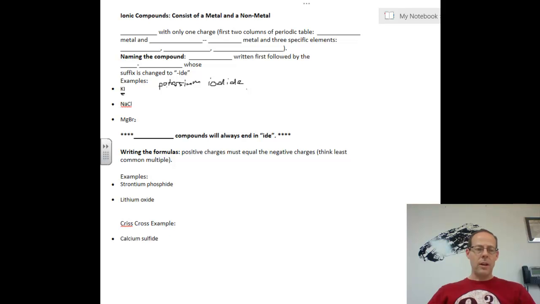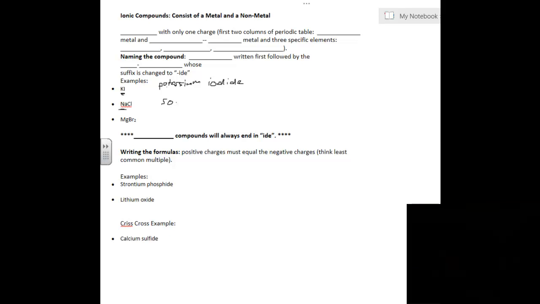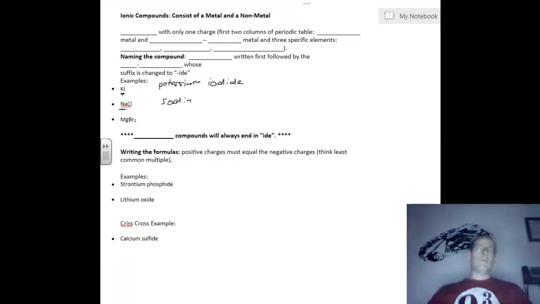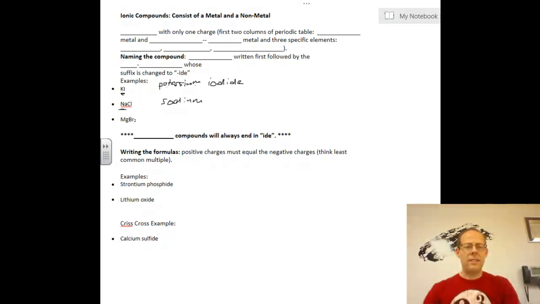Good enough? All right, next example, we have sodium. So sodium, again, is an alkali metal. So anytime you have an alkali metal, an alkaline earth metal, or bing, bing, bing, we're going to name it like this. Okay? So Na is sodium. And chlorine is going to become chloride. And this is just simply table salt, is sodium chloride, or NaCl.